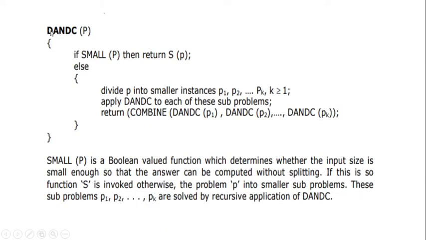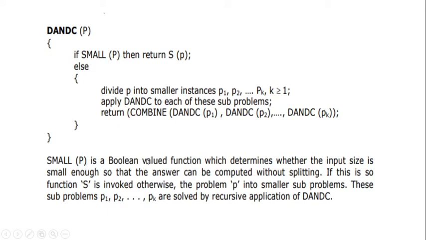Now, divide and conquer, D and C. Let's say this is problem P. If problem P is small p, then return S(P). Like in the case of factorial, small p is nothing but the termination, the base case. That means when it is factorial 1 or factorial 0. Else divide P into smaller instances P1, P2 to Pk, where k is greater than 1. Apply the divide and conquer strategy to each of these subproblems. That means P1, P2, P3 will be solved and it will return the combination of all solutions of the small subproblems, and finally you will get the result.